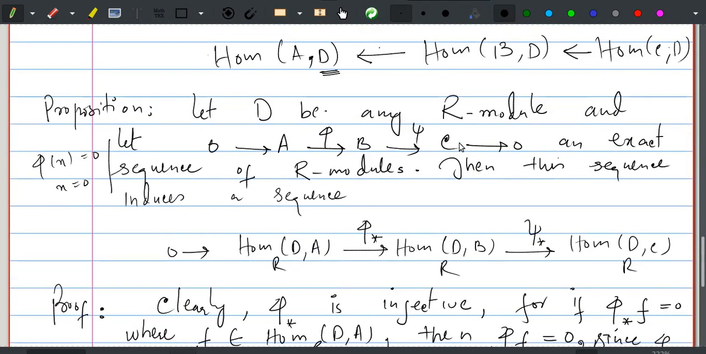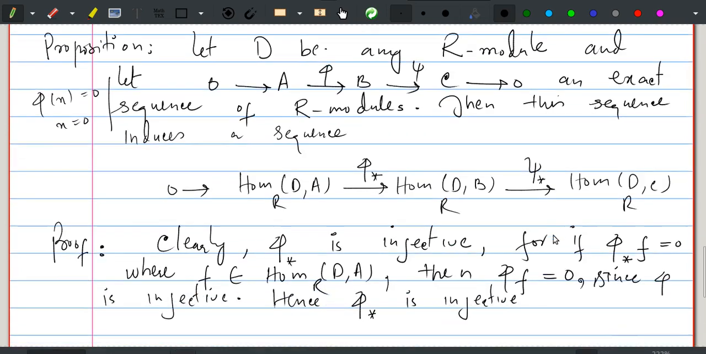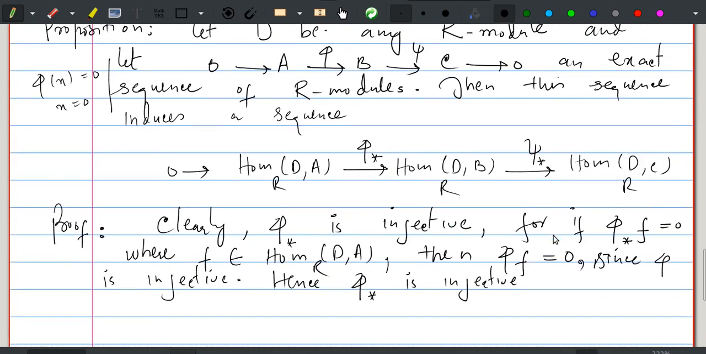Now we have to prove this sequence is exact here, i.e. we have to prove image of phi star is the same as kernel of psi star. Now what we do, we prove these two containments, i.e. image of phi star is contained in kernel of psi star and the reverse containment. But among these two containments, one is trivial. Let us look which one.